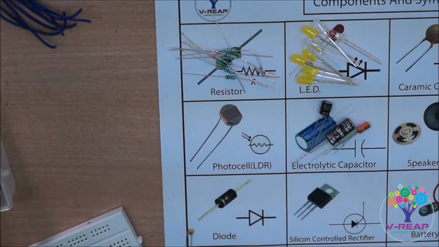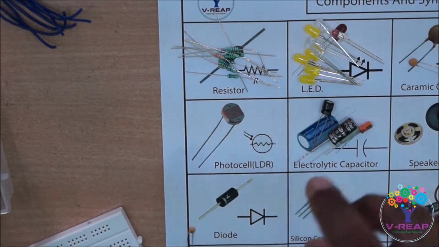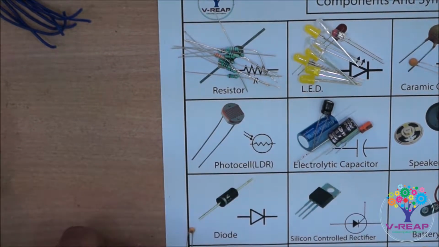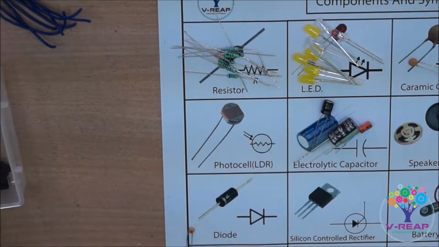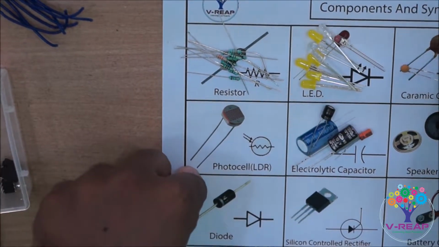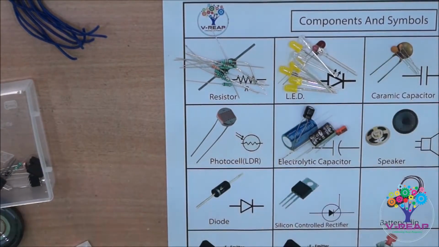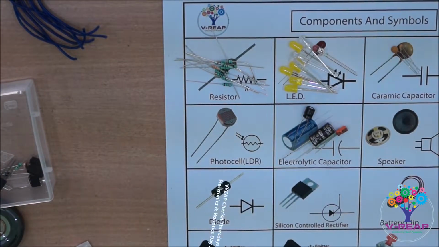So now you can place your ceramic capacitors in their respective place. You have 2 ceramic capacitors in your kit. Place them in their respective box. Now let's move to the next component.